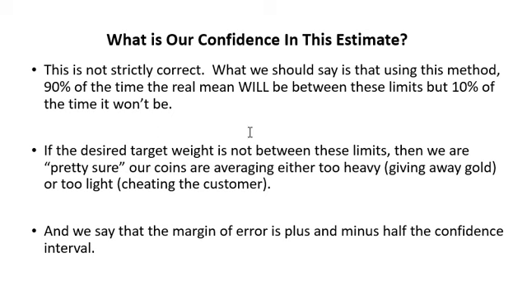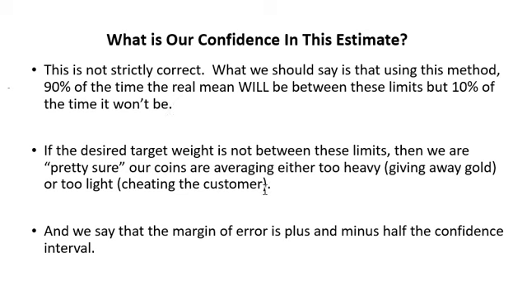So this is not strictly correct. What we should say is that using this method, 90% of the time the real mean will be between these limits, but 10% of the time it won't be. This is the real interpretation of the confidence interval. Of course, we usually just say we're 90% confident that the mean is going to be in that range, but formally, this is the way you should be saying it.